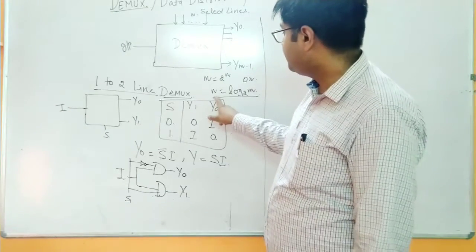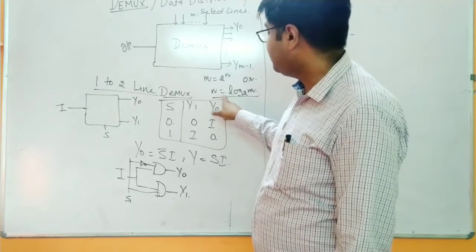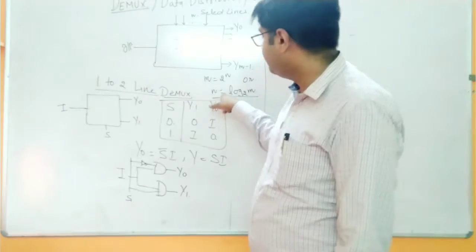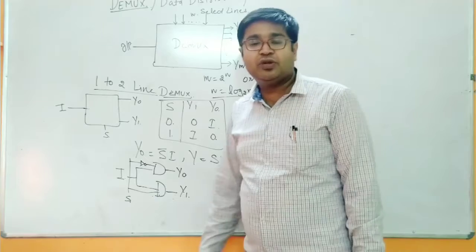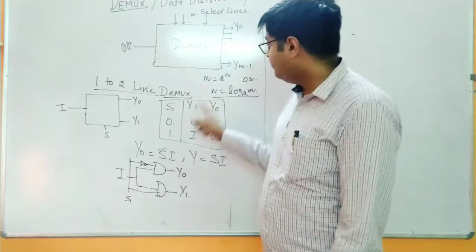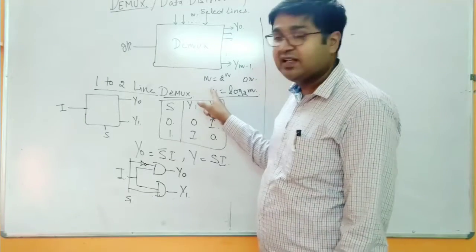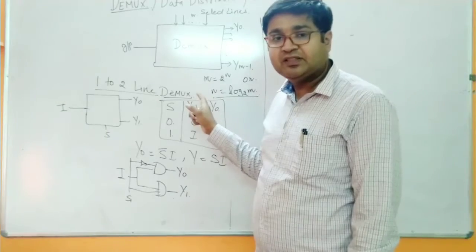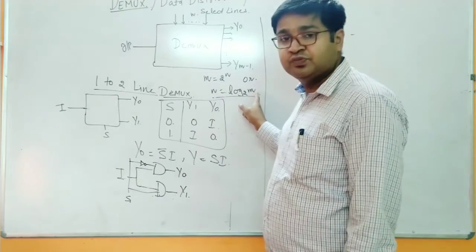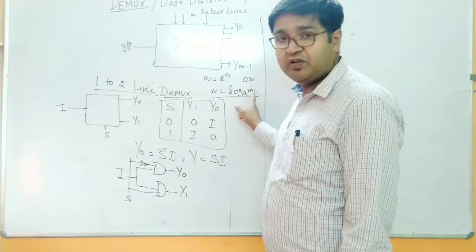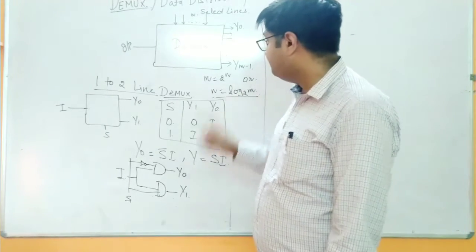Now n can be derived from this equation: n equals log base 2 of m. So if you have this number of selection lines in any demultiplexer, you can get this number of outputs. How many outputs will be available is given by 2 to the power n.